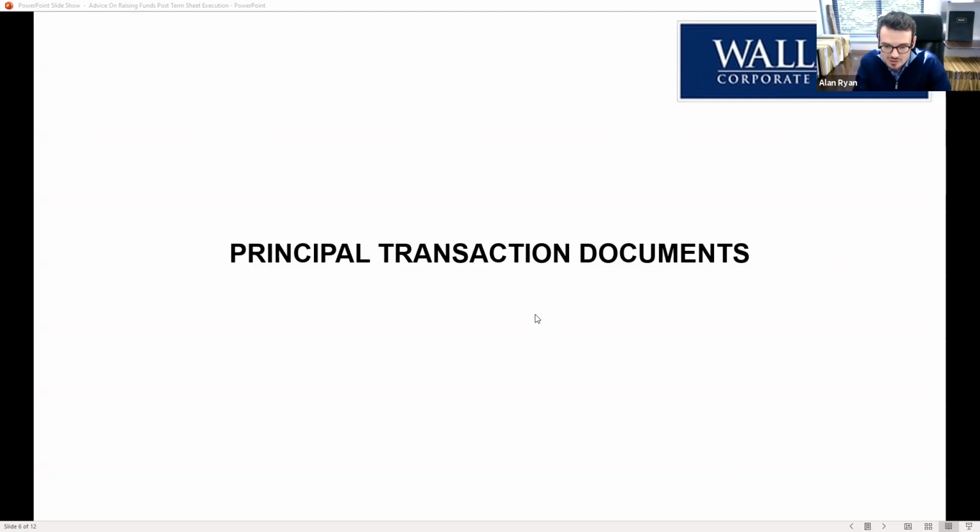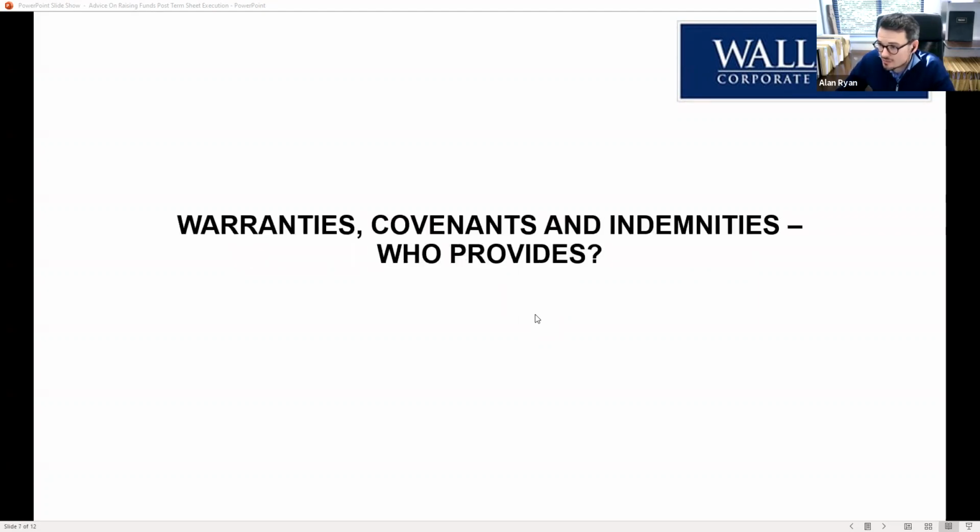Moving on then just to the next section, aside from the principal transaction documents, it's more certain matters that flow from the principal transaction documents. I'll pass you across to Michael just to give you a general overview on warranties, covenants, and on the odd occasion indemnities, and who provides them.